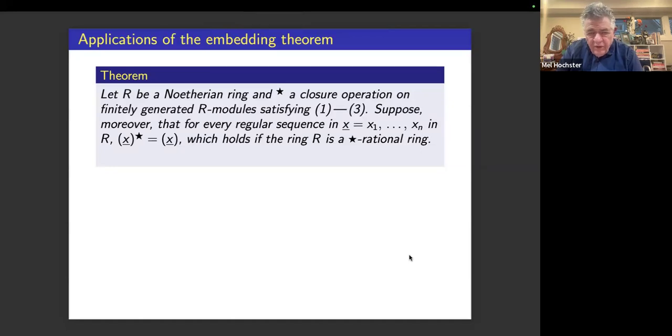So this would hold if star rational as I've defined it, it would be for parameters as well. But right now, this theorem is only about, I'm just assuming the condition for regular sequences, which is weaker on the face of it. Then whenever the quotient has finite G dimension, not just projective dimension, but G dimension, it's closed with respect to the operation.